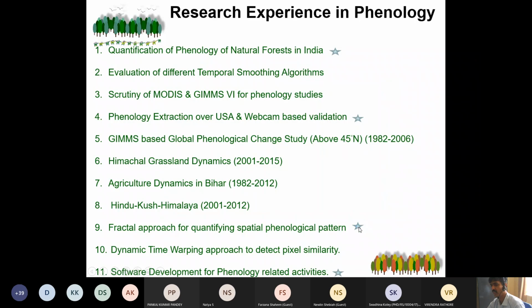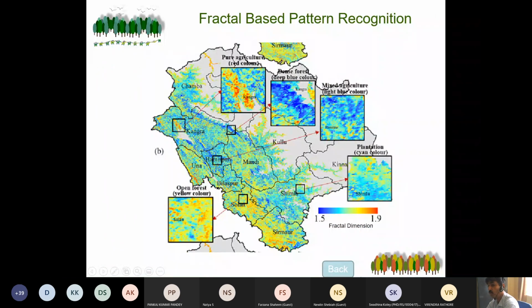Then I would like to show the fractal one. So this is a fractal output.